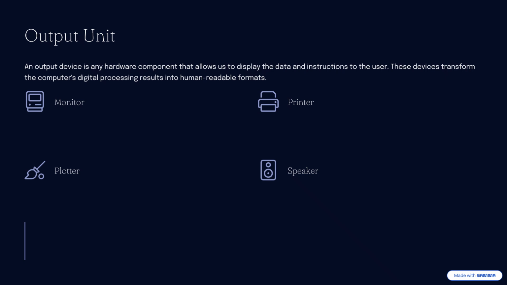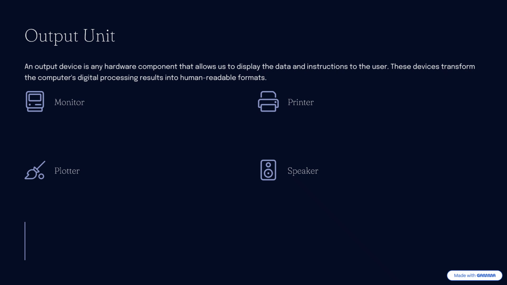Some of the most commonly used output devices are: first is a monitor. The primary visual display device that shows text, images, and graphical user interfaces. Modern monitors offer high-resolution display to enhance the user experience. The second example is a printer. A printer converts digital documents into physical paper copies. Available in various types including inkjet printer, laser printer, and 3D printer for different applications.